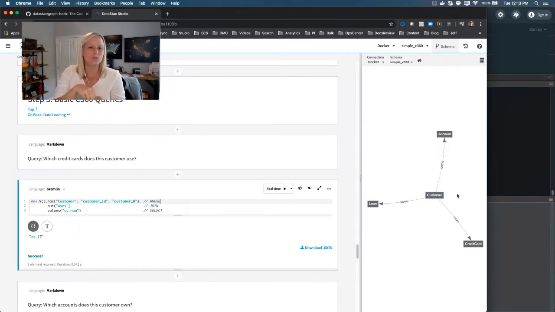And what we want to do is go over to the credit cards, because the question is, which credit cards does this customer use? So we start at customer 0. We walk out the uses edge label. And when we walk out that, it's like you just walked across a bridge, and now you're sitting on the credit card vertex that is connected to customer 0. And we're going to select data. So it says here on line 3 that we're going to select the credit card number.